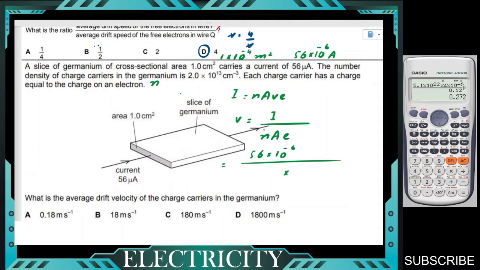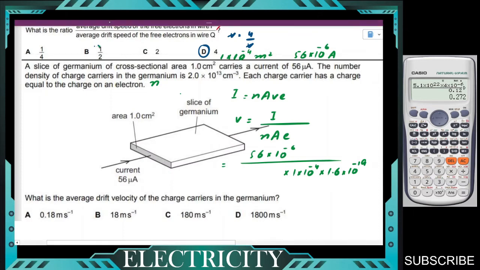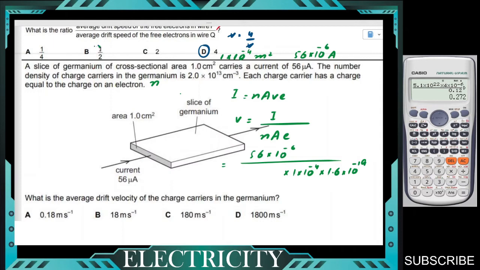The value of A is 1 into 10 to the power minus 4. The value of small e is 1.6 into 10 to the power minus 19 coulombs. And the value of the charge carriers' number density, this thing, we have to convert into 2.0 into 10 to the power 13 per cubic centimeter. You have to convert it into per cubic meters.